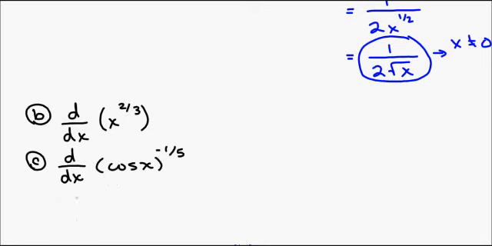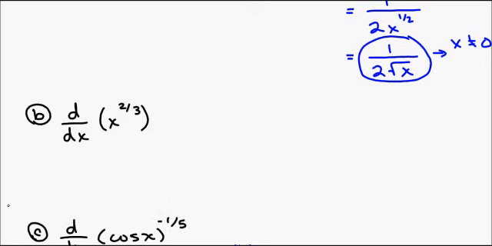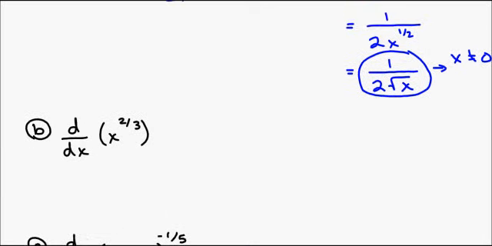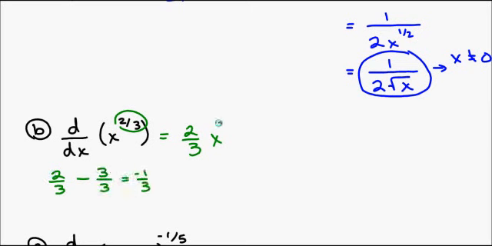Part B. Let's move C out of the way first. Okay. Part B. Doing this one in green. So, same idea as before. We're going to take this exponent and make it a coefficient. So 2/3 x, and 2/3 minus 1, which is 3/3, is negative 1/3. So x to the negative 1/3.